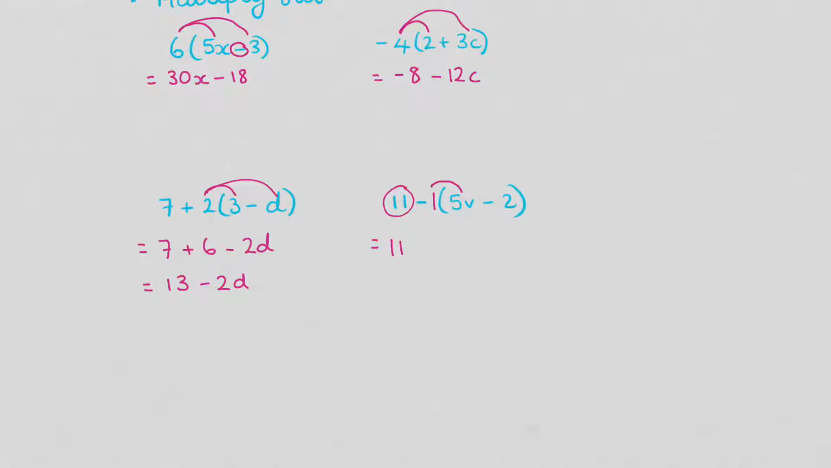So you've got negative 1 times 5v, so that's minus 5v. And then you've got negative 1 times negative 2. When the signs match, the answer's positive, so that's plus 2. So altogether here, we've got the 11, which is positive, plus 2, so that makes 13, and then minus 5v. Okay, so just be really careful with your signs.